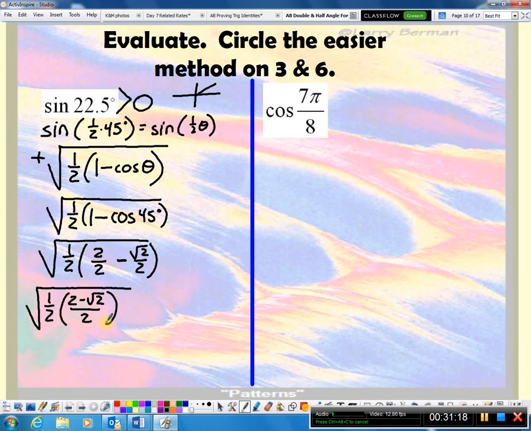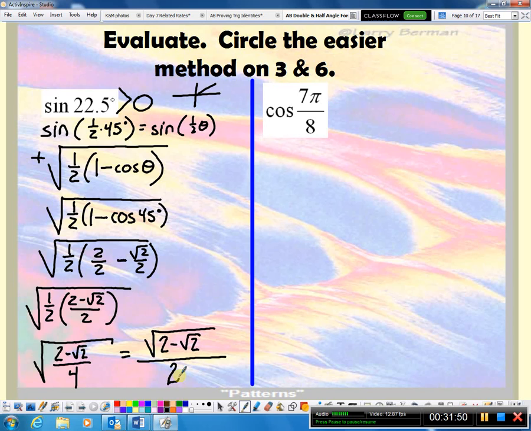Now, that's going to give me, if I multiply across the top, I've just got 2 minus the square root of 2, but across the bottom I've got 2 times 2 is 4. That gives me the final answer, because the square root of the top is just the square root of 2 minus the square root of 2, and there's nothing I can do with that. But the square root of the bottom is just 2. So you're going to have lots of weird answers that have radicals inside radicals.